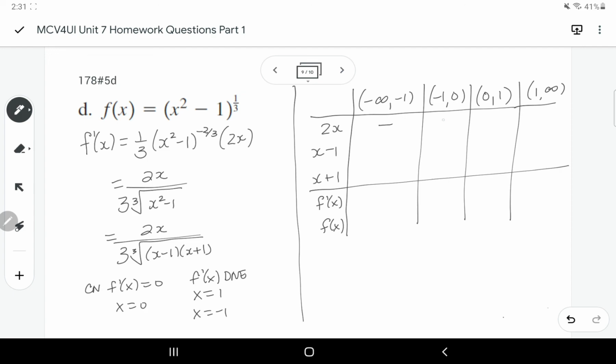So 2x is negative when x is negative and positive when x is positive. X minus 1 is negative all the way until you get a bigger number than 1. X plus 1 is only negative before you get to negative 1. So this gives me a negative overall, or a decreasing function. This one here gives me positive overall and an increasing function. And here we've got a negative overall, so a decreasing function, and positive overall, so an increasing function.